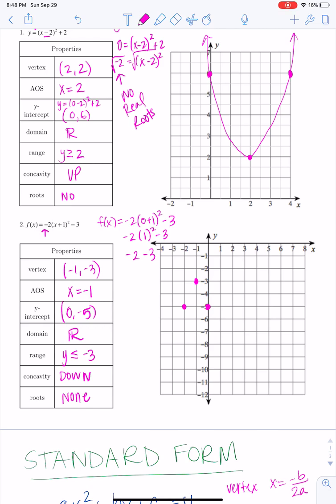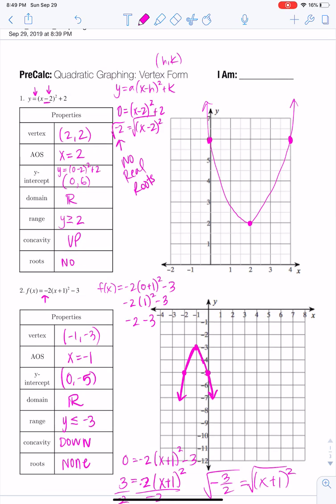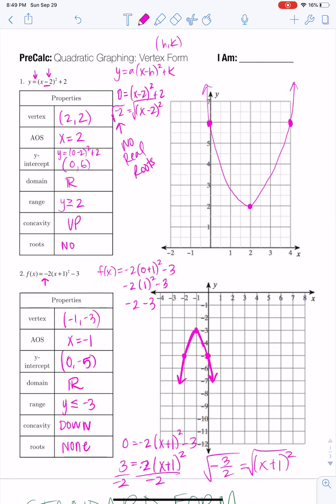I can solve for those roots algebraically. 0 is -2 times (x plus 1) squared minus 3. Add 3 to both sides and divide both sides by -2. Here I have -3/2 is equal to (x plus 1) squared. Taking the square root again of that negative number will yield 0 roots, or no roots, I should say. And I can go ahead and sketch in my function and make sure that it's nice and curvy down at the vertex and not a V, so it doesn't look like an absolute value function. So here are two graphs that are an example of graphing in vertex form.